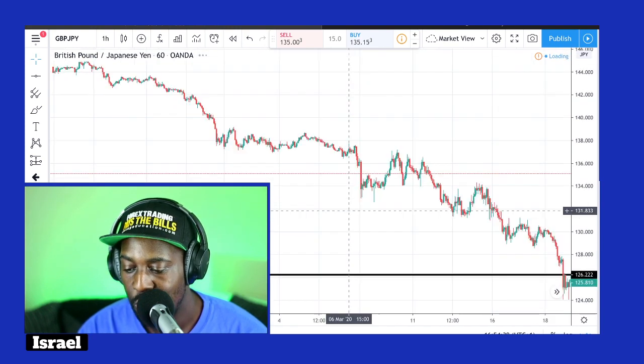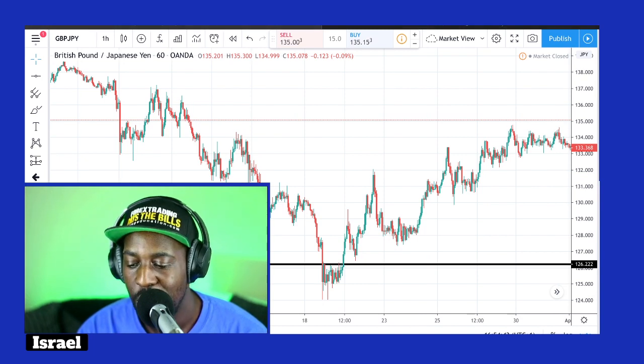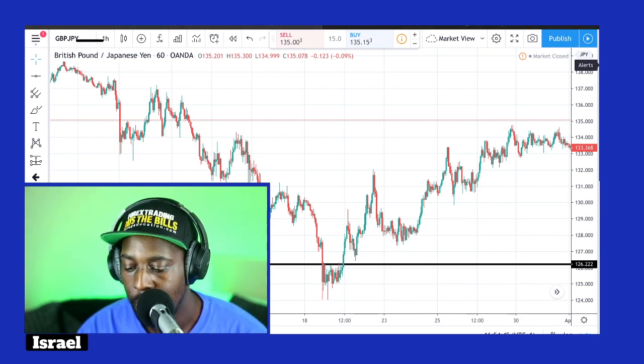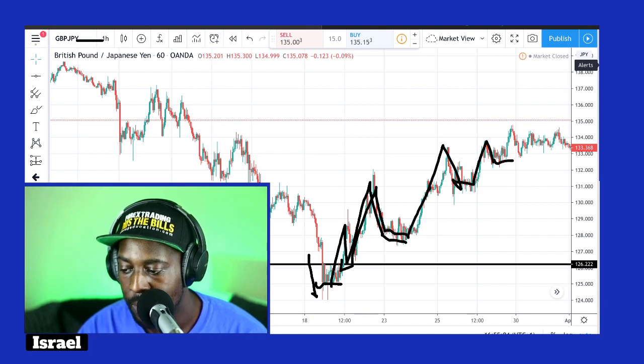Price entered this region, and what did price start doing? This is the hour chart, right? What did price start doing once it got there? Broke through. Sideways, sideways, sideways, up, down, sideways, okay? Sideways, not a lot of sideways here, down, sideways, up, down, sideways, up, down, sideways, up, down, sideways, right?